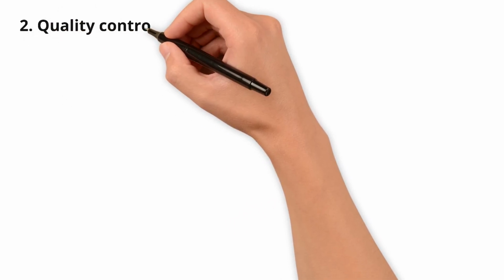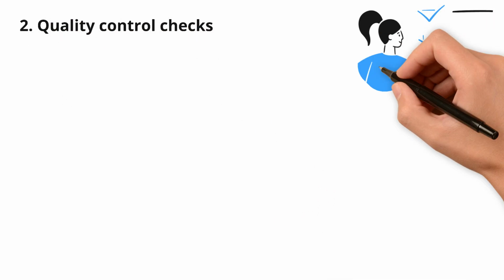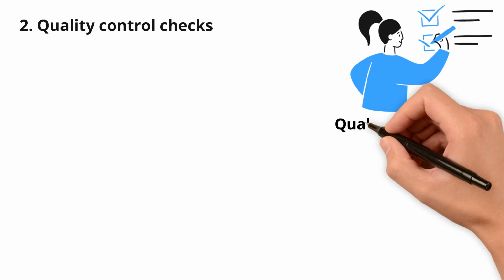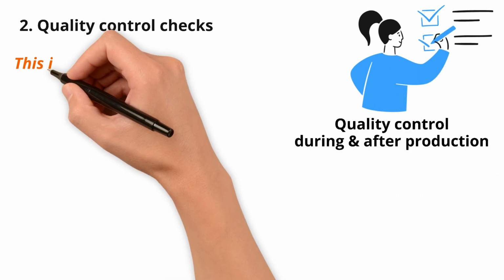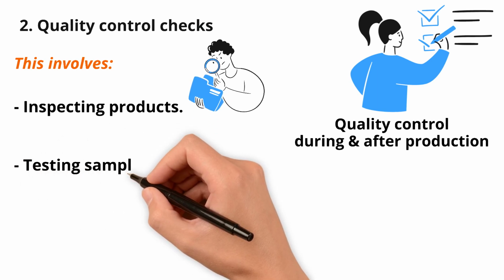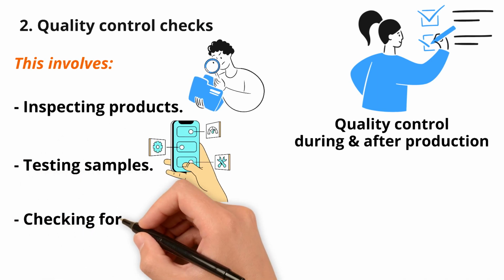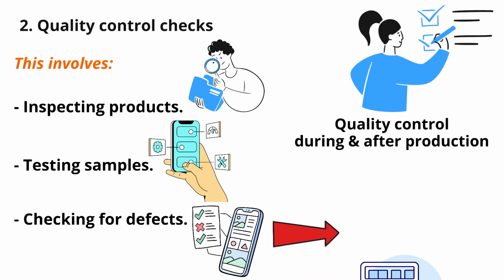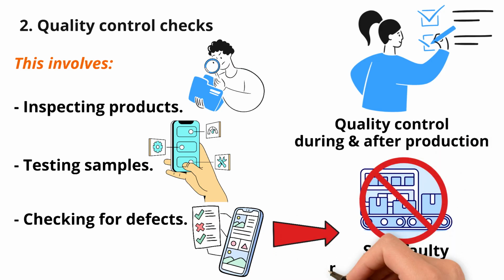Number 2. Quality control checks. Businesses carry out quality control during and after production. This involves inspecting products, testing samples, checking for defects. If problems are found, the business can stop faulty products before being sold.